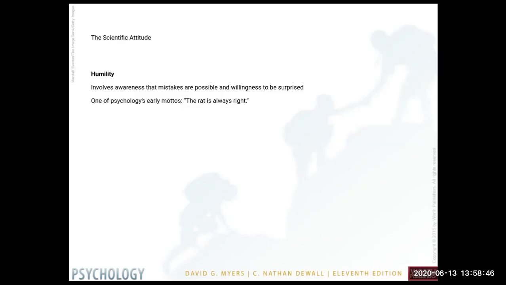We are allowed to be wrong in our assumptions. We look at things, we test them. Sometimes they come out in our favor the way that we predicted. Sometimes they don't, and that's okay. We are allowed to be wrong. We are allowed to be surprised by what we find in our experiments. That's part of the scientific attitude. That's what we call humility.